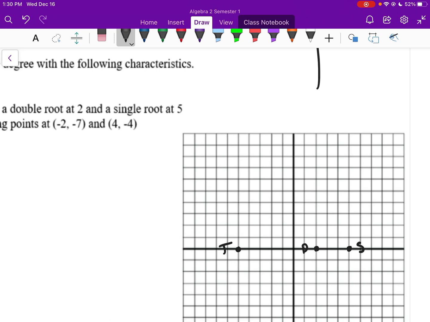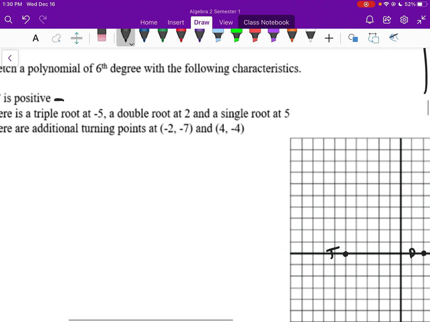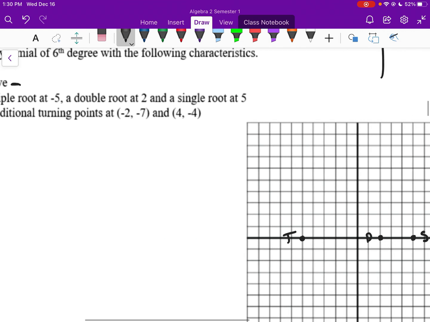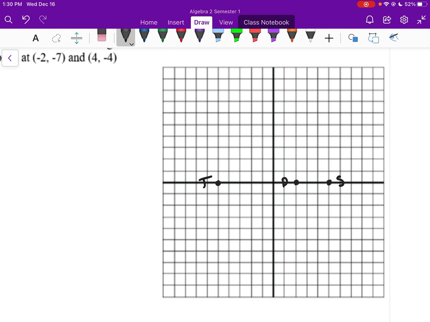So make sure we do the proper graphing of those zeros. There are additional turning points at (-2, -7). So let's plot those points.